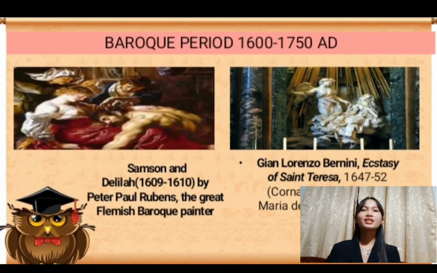So here is an example of the Baroque period. As we can see in the first picture, we have Samson and Delilah, 1609 to 1610, by Peter Paul Rubens, the great Flemish Baroque painter. Peter Paul Rubens, 1577 to 1640, is one of the famous Baroque painters.